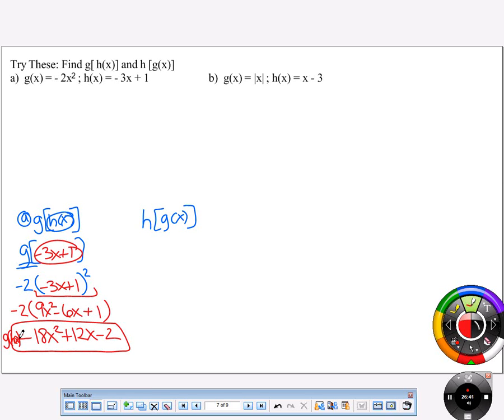All right, so what about h of g of x? Okay. Means I'm going to do h of what? What am I plugging into the h function? -2x squared. Okay.